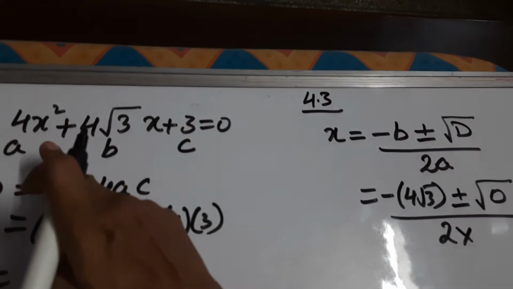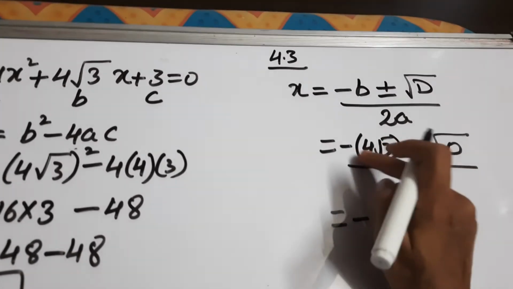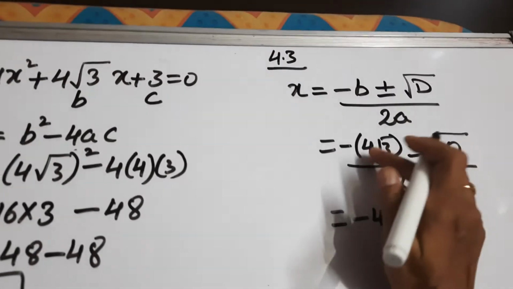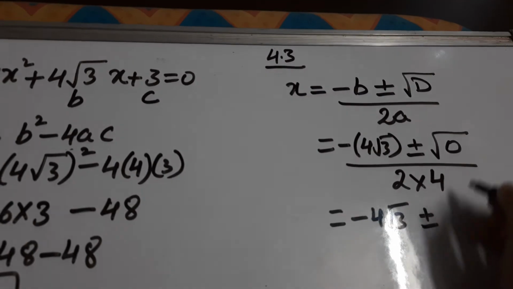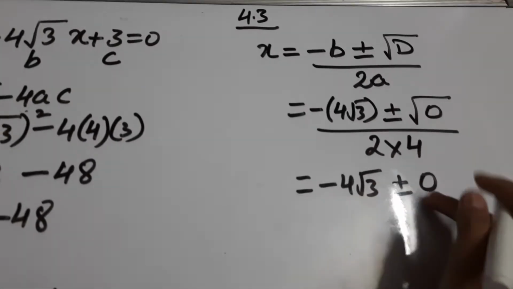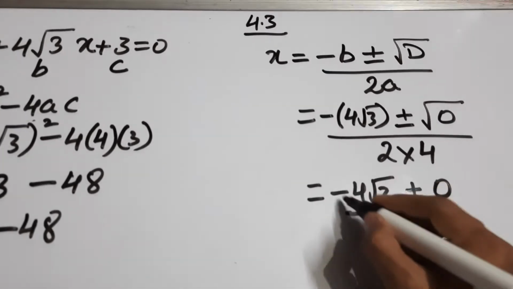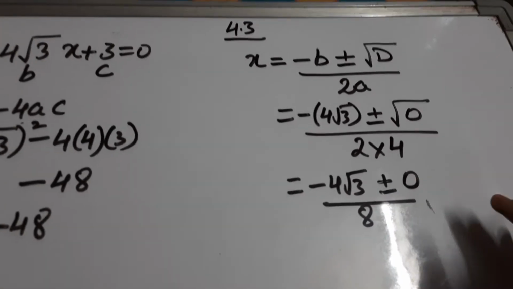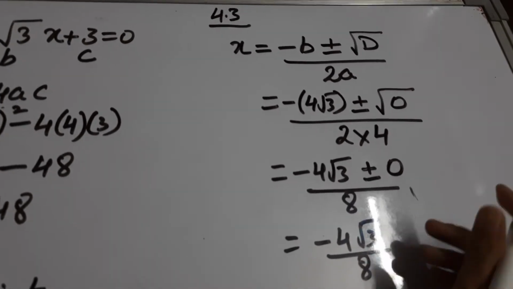What is a? A is 4. So minus, now it is not inside the bracket, 4 root 3 will remain as it is. We can't multiply them, one is under the root, one is without root. Plus minus, square root of 0 is 0. And if we add 0 to anything, we'll get the same thing. If I add 0, I get this, and if I subtract 0, I also get this. What do we get? We will get minus 4 root 3 upon 8 plus minus 0.